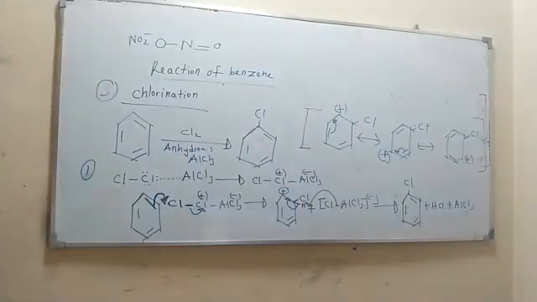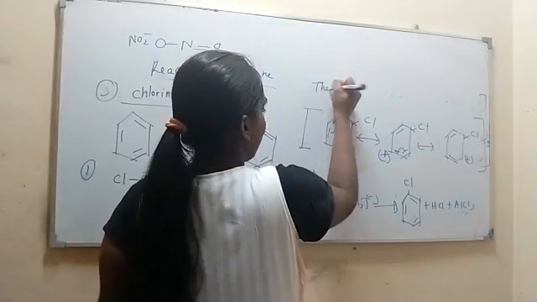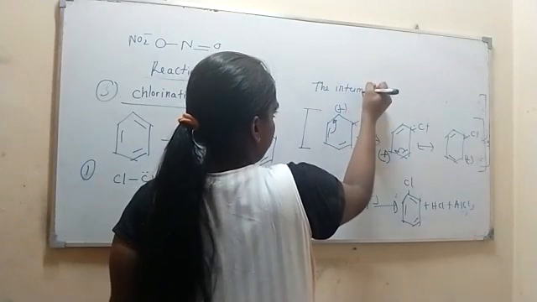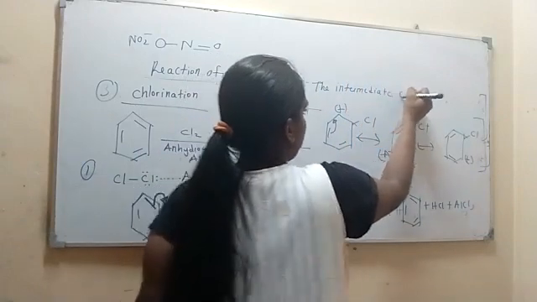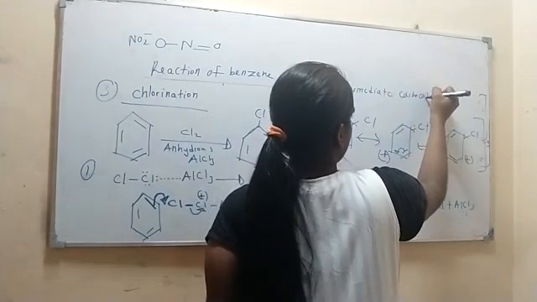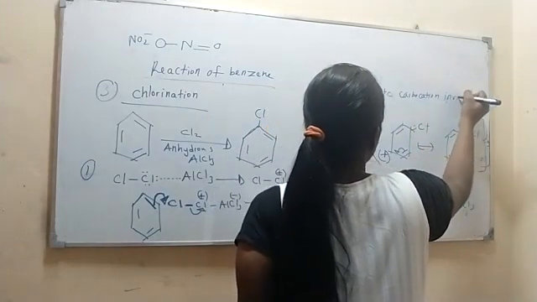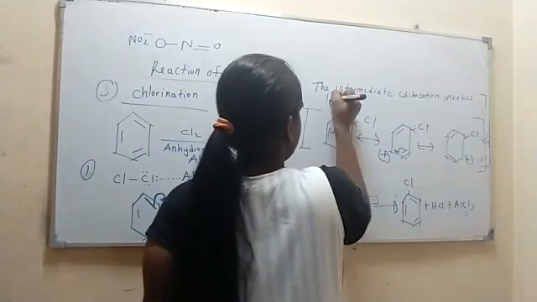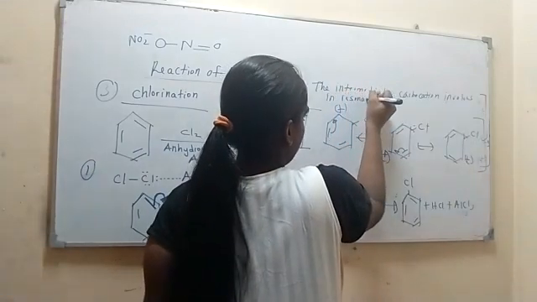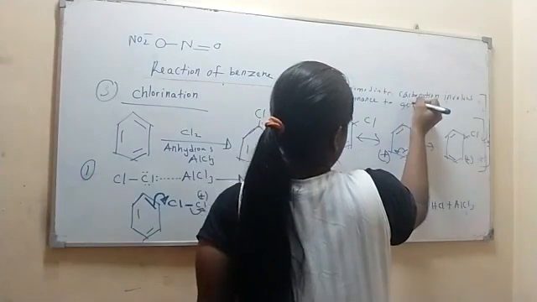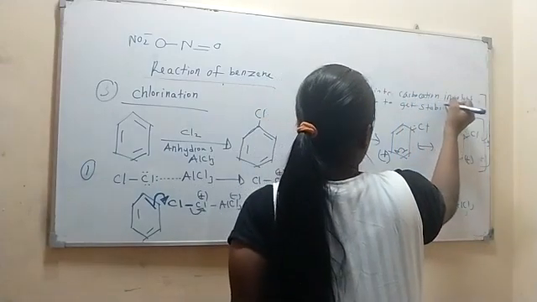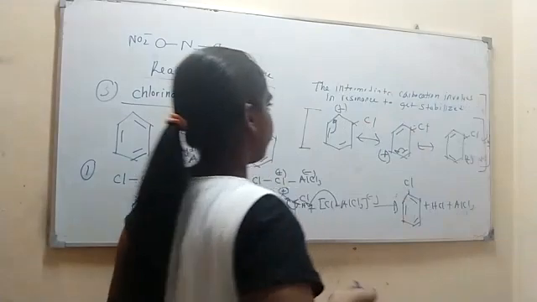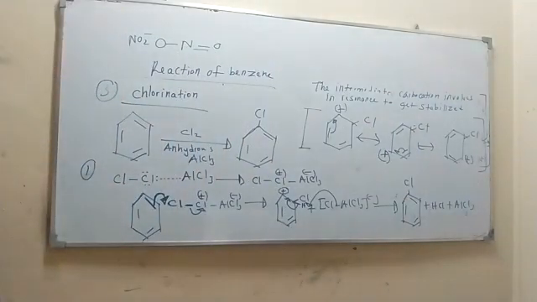Else, if you like, you can further write like this. Sometimes the examiner will be happy. The intermediate carbocation involves in resonance to get stabilized. Depending on the marks and everything, if they ask more about the intermediate, you can describe like that. Why it is involved in resonance: one reason is to get stabilized.